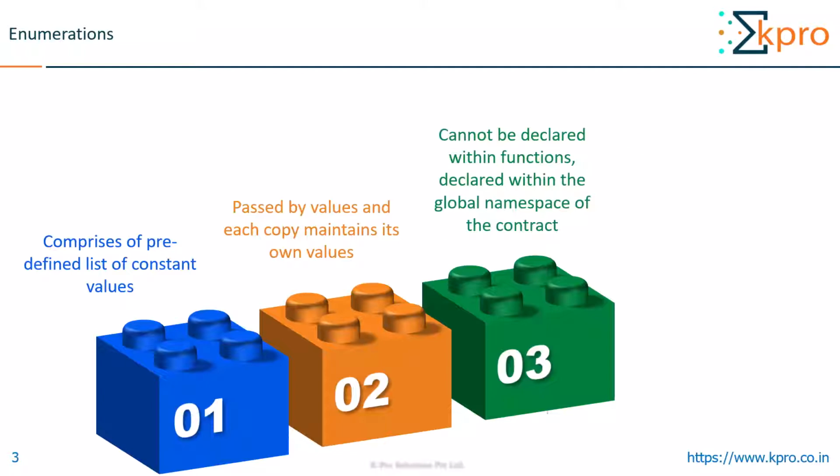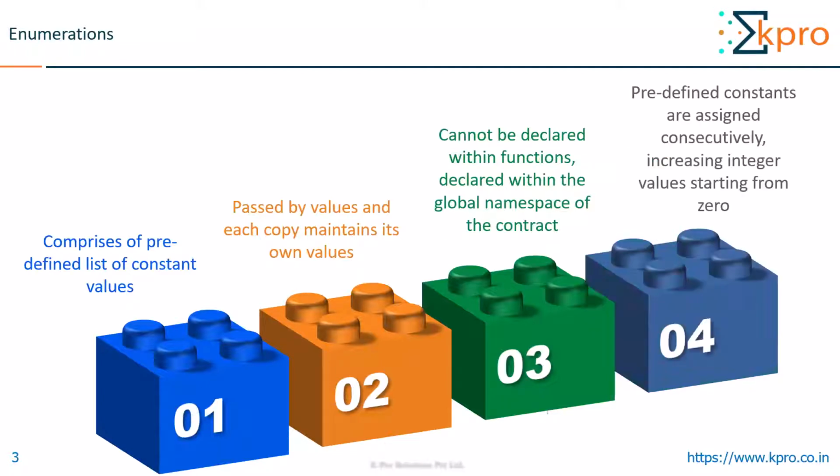Enumerations cannot be declared within functions but are declared within the global namespace of the contract. Predefined constants are assigned to enumerations. Predefined constants are assigned to all the values in an enumeration, as increasing integer values starting from 0. Now let us look at an example of enumerations.